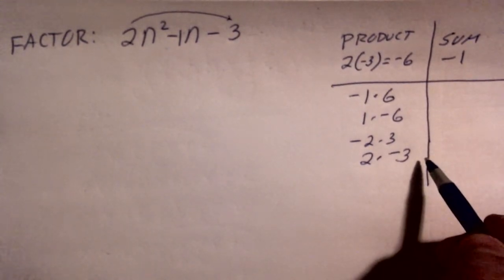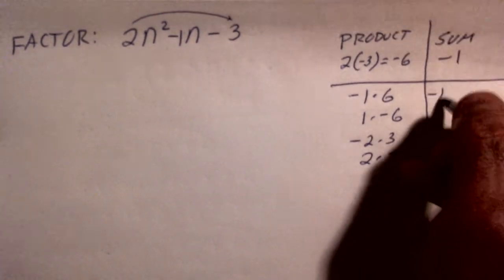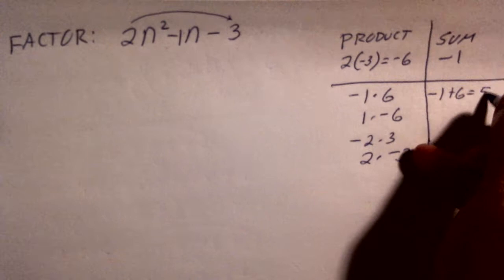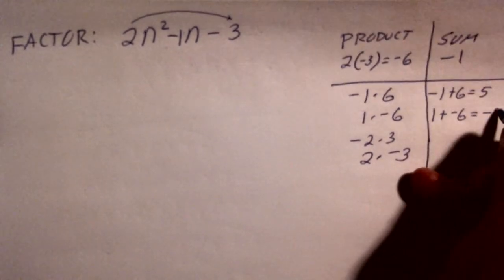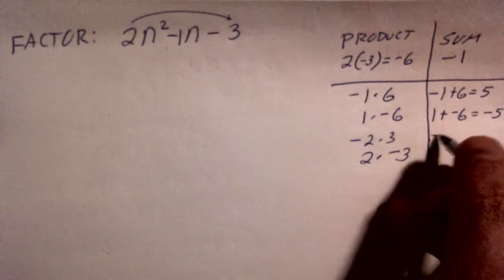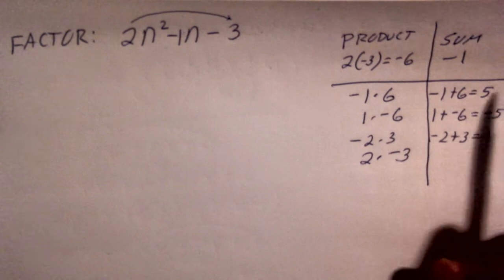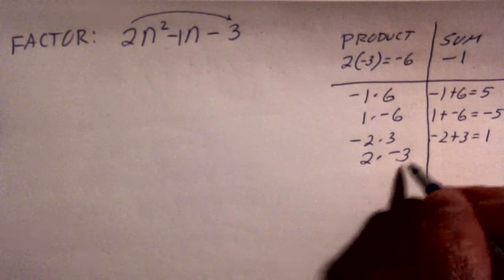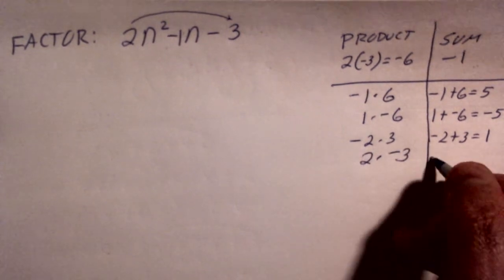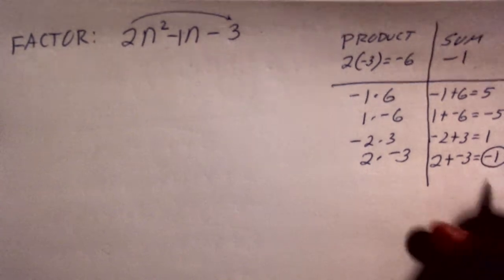Now we're searching for a couple that sum up to our middle coefficient of negative 1. Negative 1 and 6 don't work. These add up to 5. 1 and negative 6 don't fit the bill. These add up to negative 5. Negative 2 plus 3 add up to a positive 1. But remember, our middle coefficient is a negative 1. So none of these work, but the last situation does work. 2 added to a negative 3 add up to our middle coefficient of negative 1.